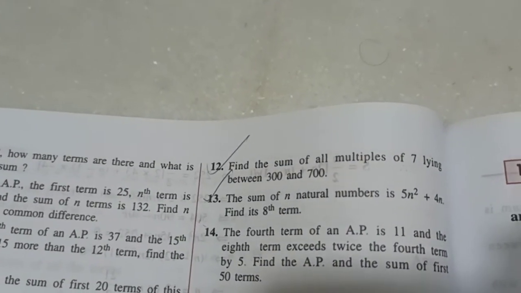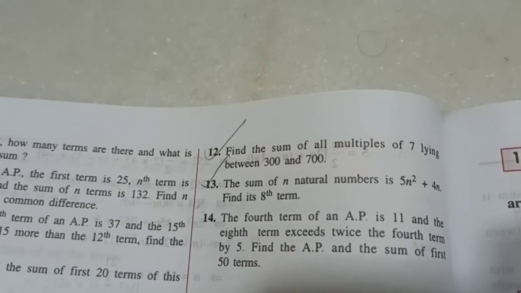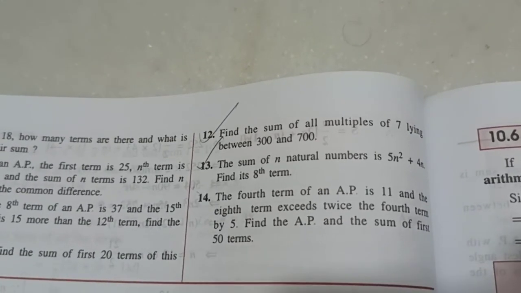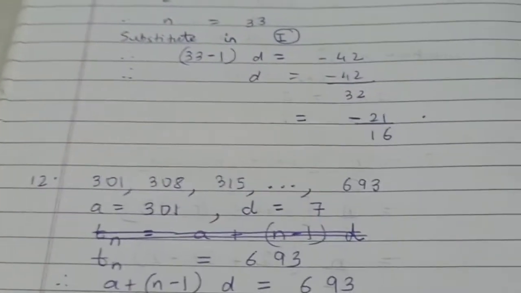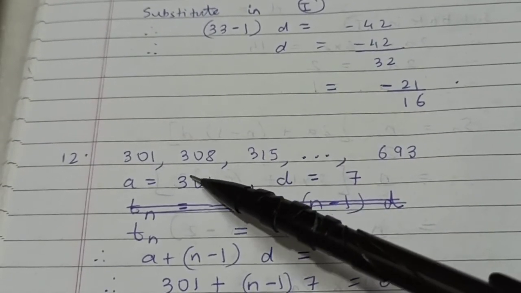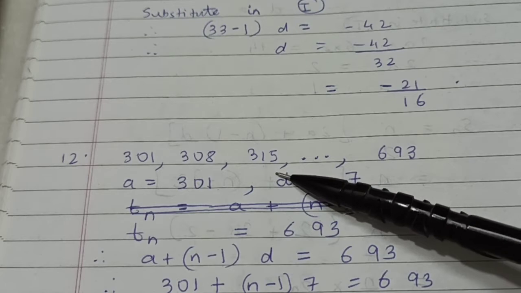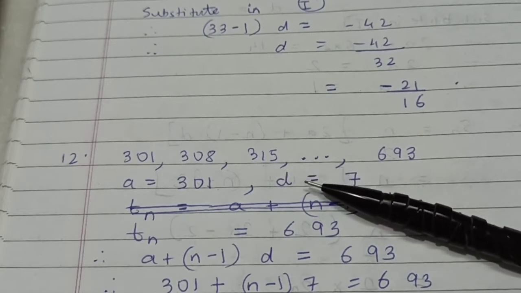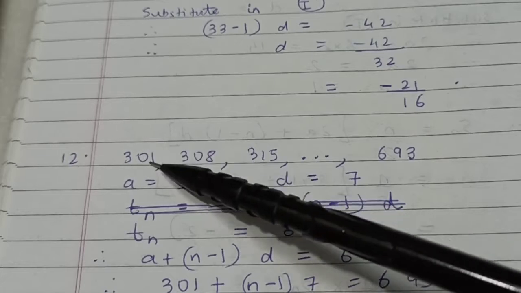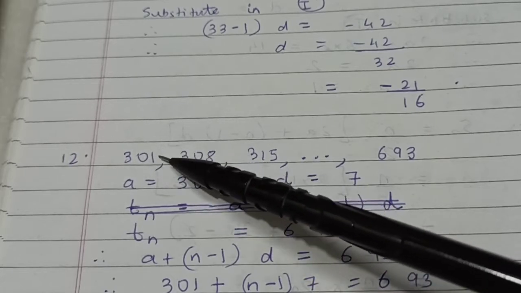Now the 12th sum. Find the sum of all multiples of 7 lying between 300 and 700. Okay. First of all, you'll have to figure out the AP. You can do it by trial and error method or by division method. So if you divide 301 by 7, it will go. So that's a starting point, 3-digit number.